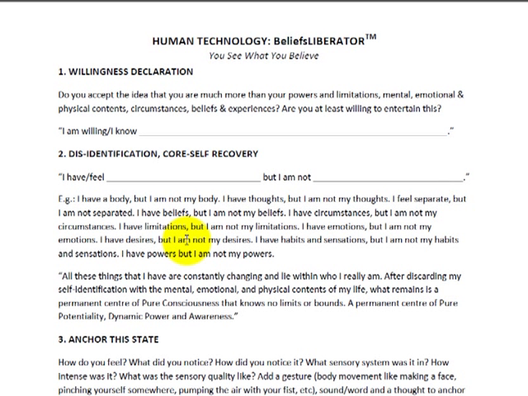See? So these are examples. Of course, you'll fill in. These worksheets are supposed to be used for each belief that you need to remove and switch over with something else.